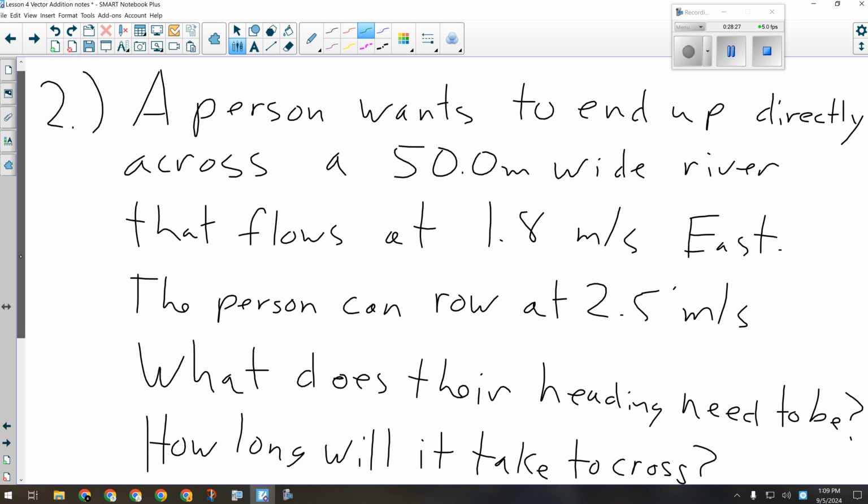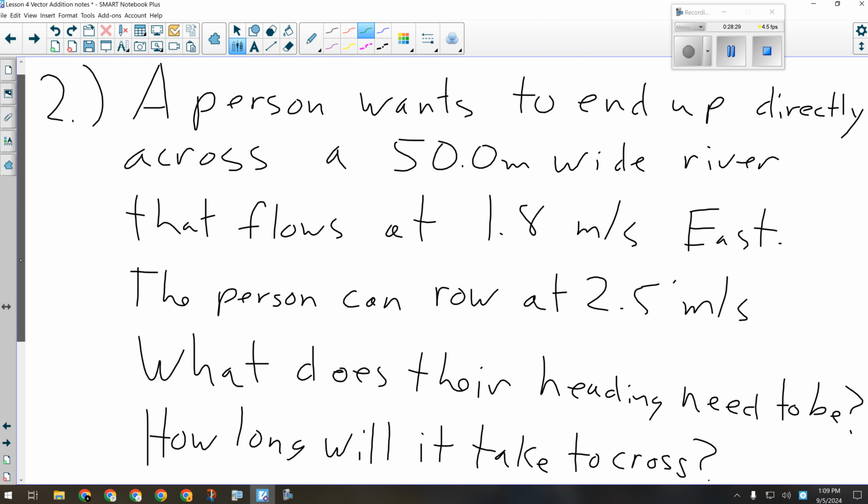Let's have you write this one down. This is the other kind of boat question. So I'll show you both, then I'll have you try a couple. Like I said before, there's two kinds of boat questions. There's a rowing across question, like we just did, where you row across but don't go straight across. You end up downstream. This is a going across question.